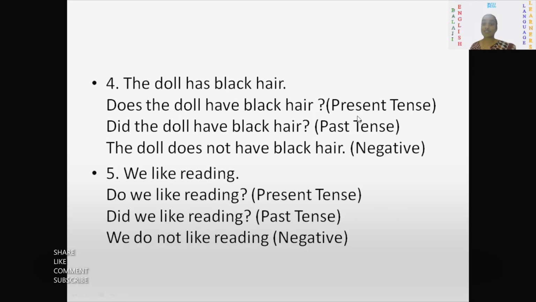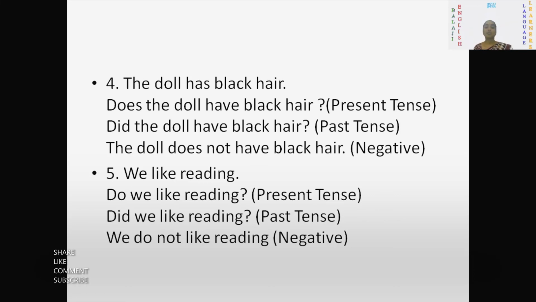The doll has black hair. Does the doll have black hair? Did the doll have black hair? The doll does not have black hair. Present, past, and negative. Observe one thing. In the present, we are using either do or does. In past, we are using did. And in the negative, we can use any depending on the situation there.